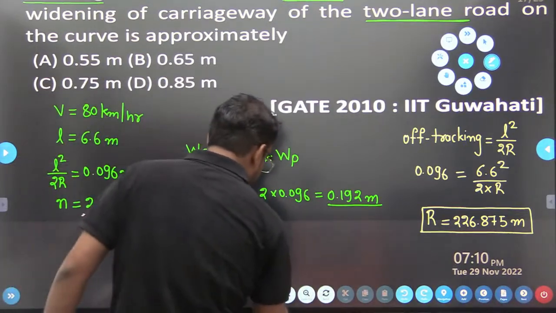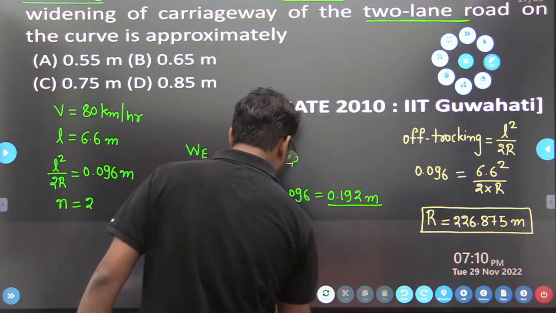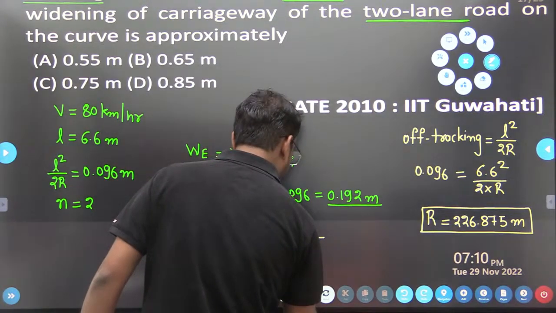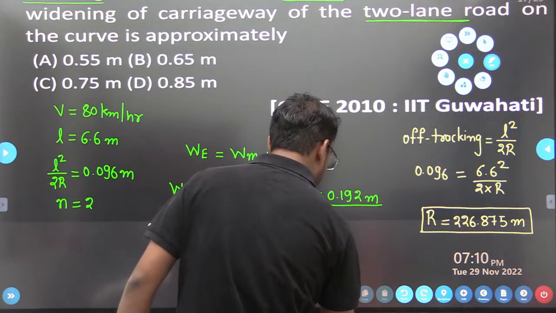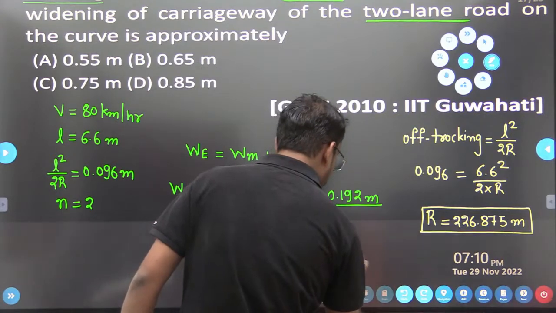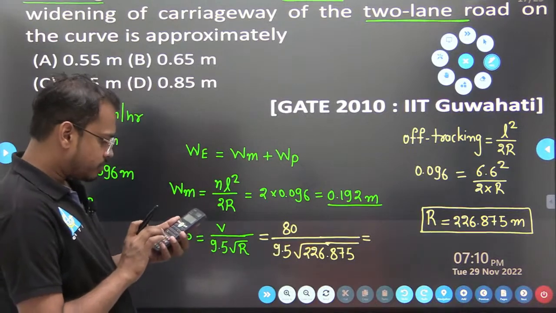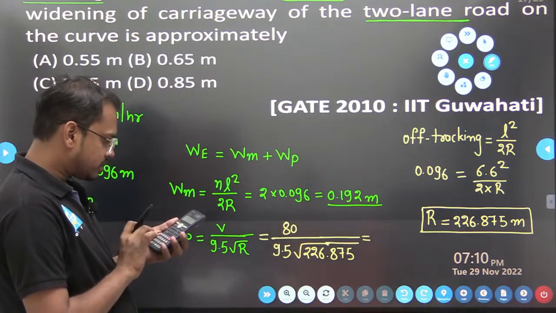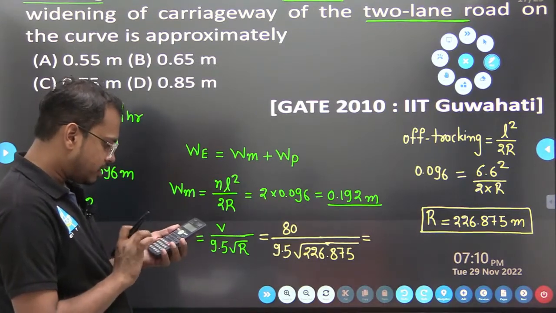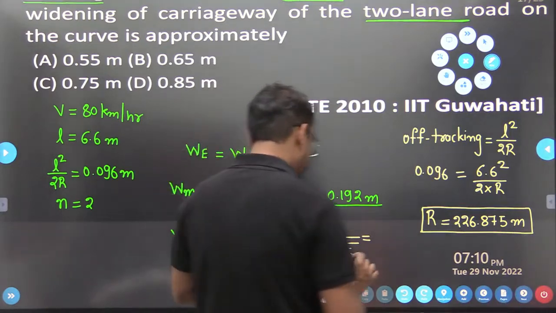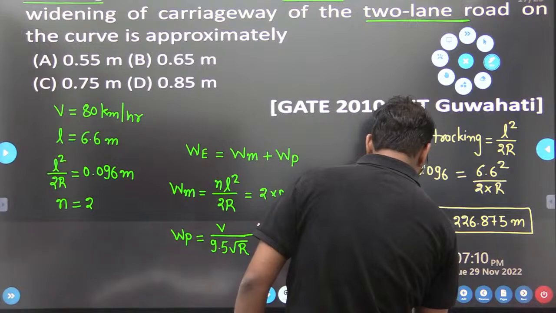If you put V in kilometer per hour, the value is directly given. It is 80 kilometer per hour divided by 9.5 under root R. What is the value of radius? The radius is 226.875 meter. Then psychological extra widening is equal to under root of 226.875 multiplied by 9.5, 80 divided by that answer, so the value is 0.559 meter. It is the psychological extra widening.